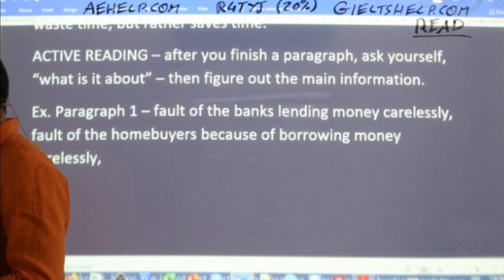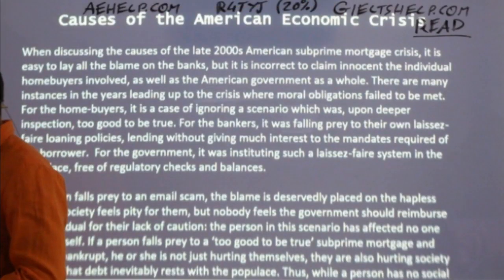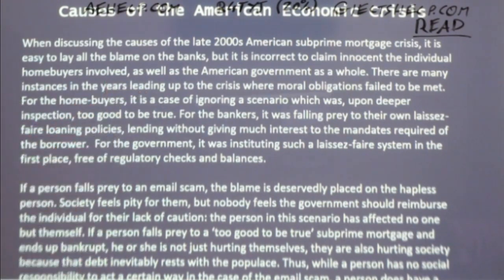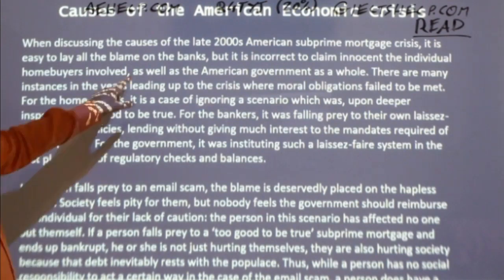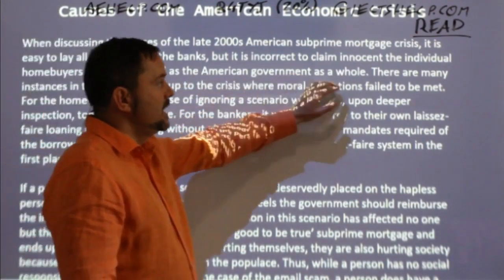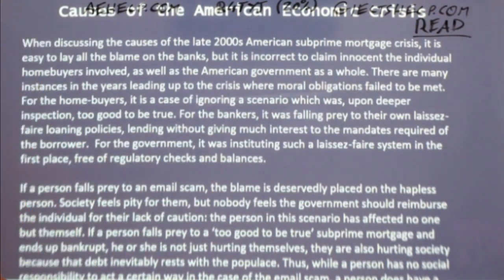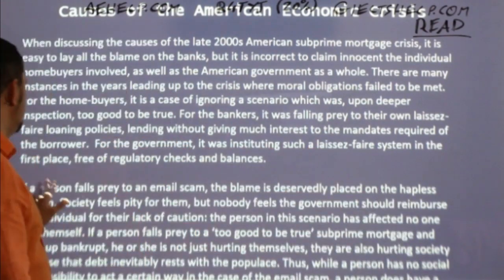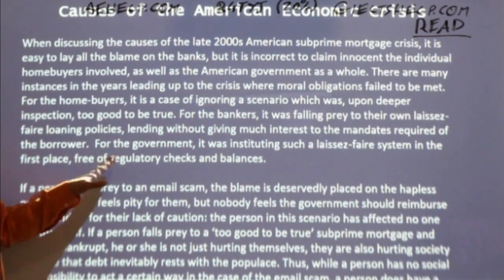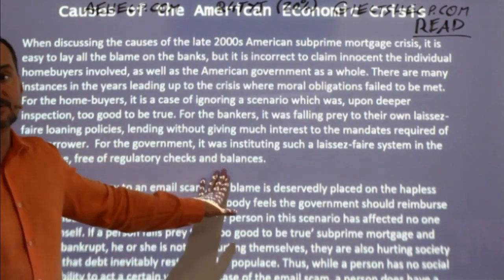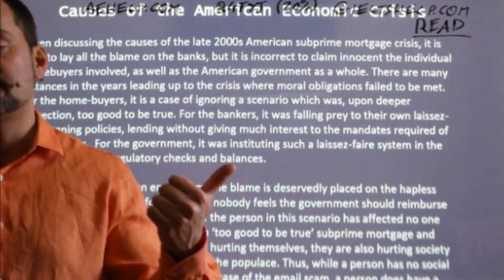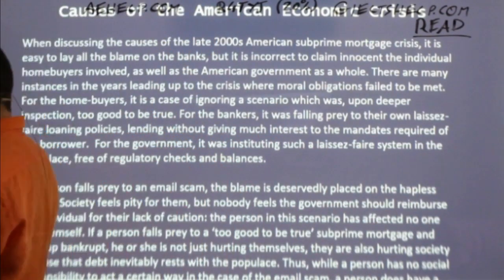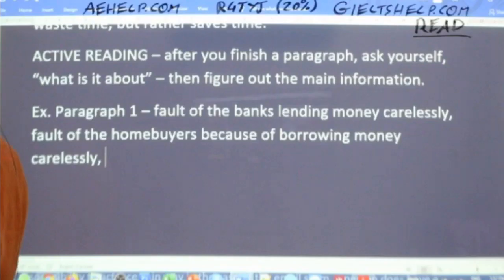Well, again, you should be able to get this much. And actually the introductory paragraph repeats this information a couple of times. So it says, as well as the American government as a whole. And then it says later, for the government, it was instituting such a laissez-faire system in the first place, free of regulatory checks and balances. So banks, individuals, and the government. Why was the government at fault, Tito? So you're right, Tito, to say the government. Why was the government at fault?